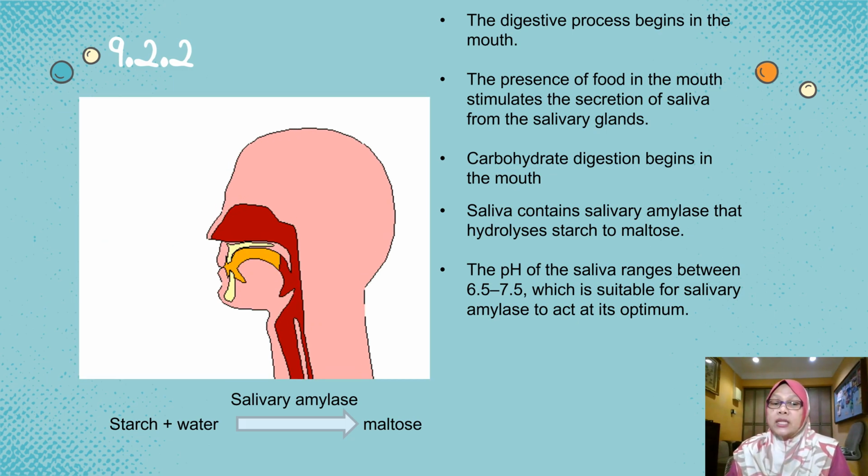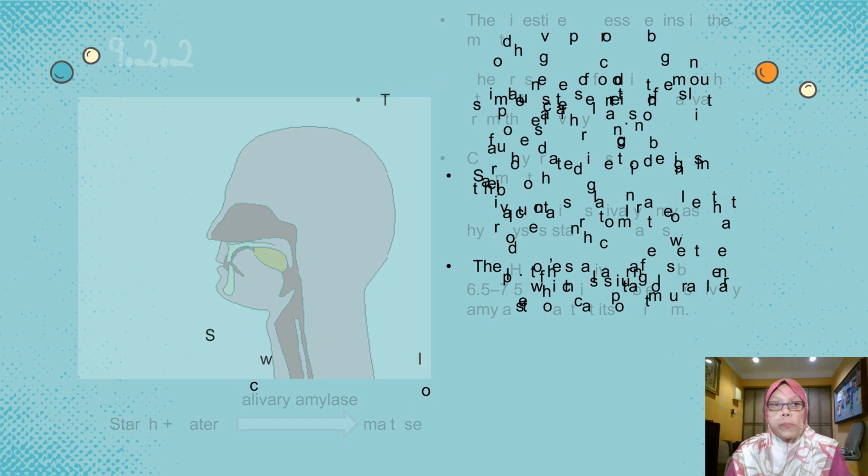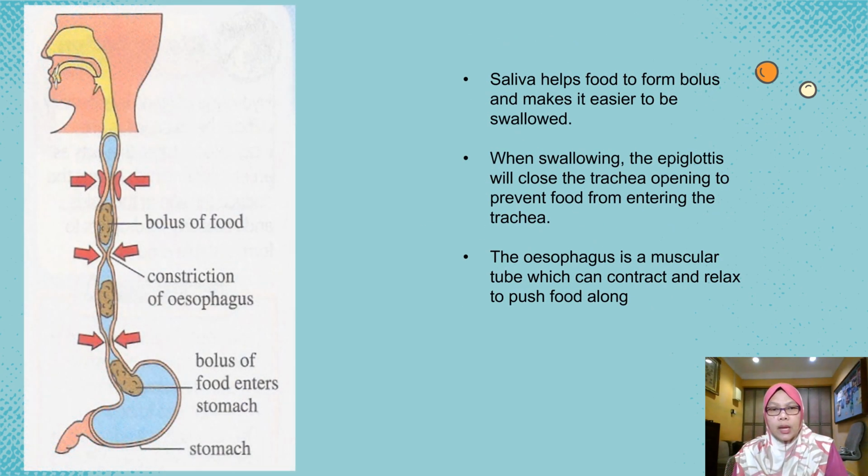With the presence of salivary amylase, starch can be hydrolyzed into maltose. Okay, now observe the diagram given.